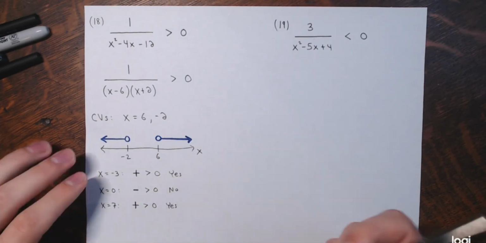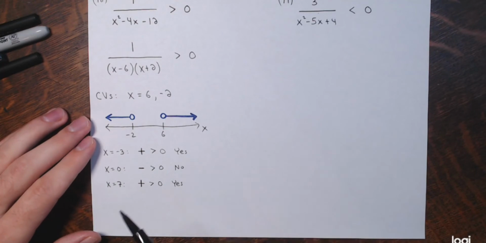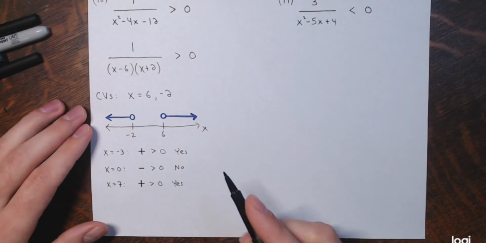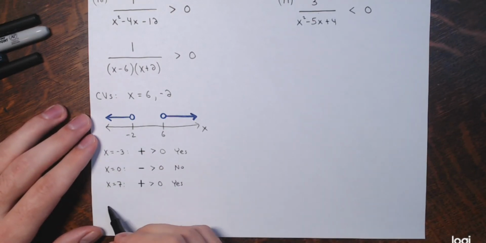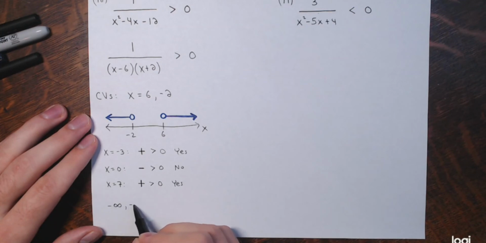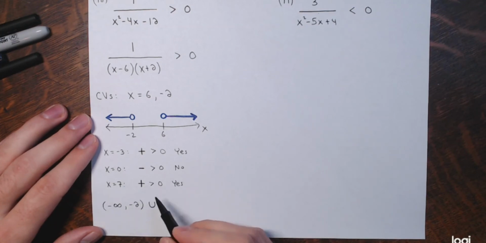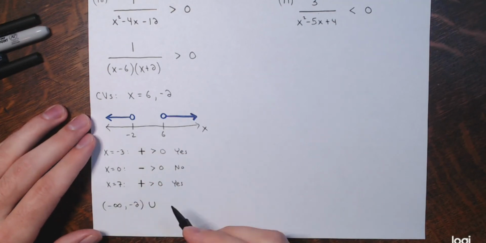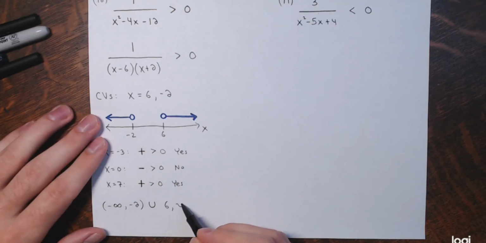So here's a graph of our solution set. Great. And I'm just writing the solutions in interval notation. We have from negative infinity up to negative 2, parentheses on both, a union for the gap or the hole in the graph there, and then from 6 to infinity, parentheses on both.